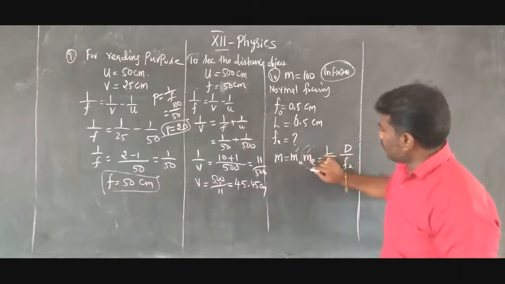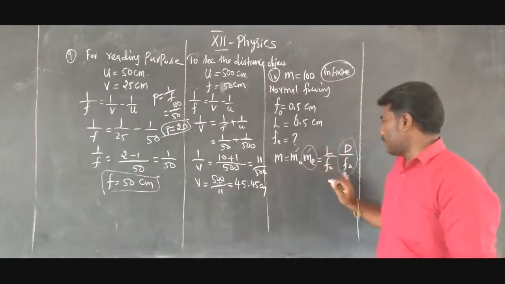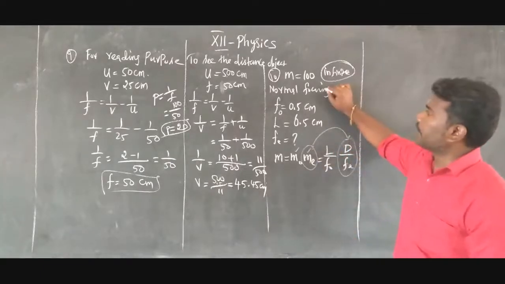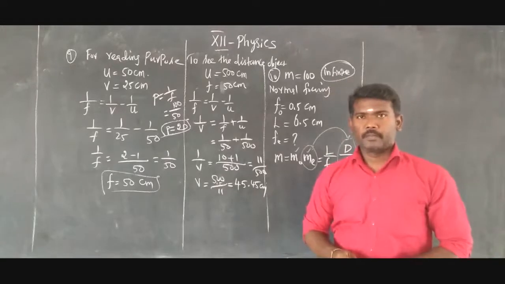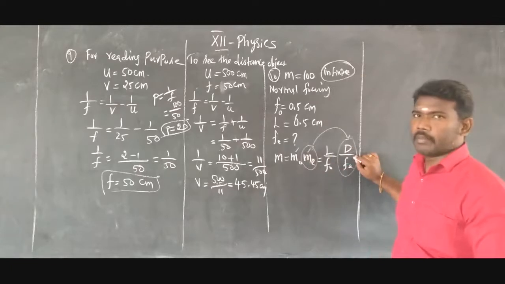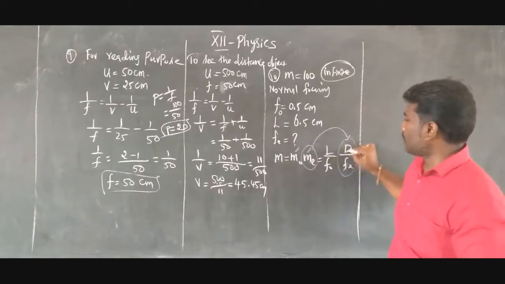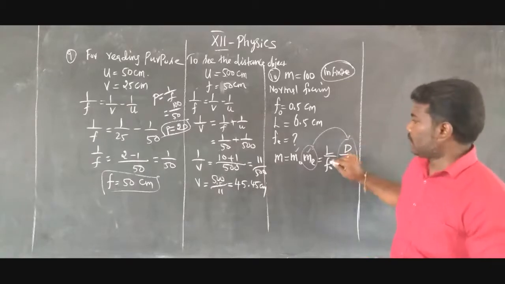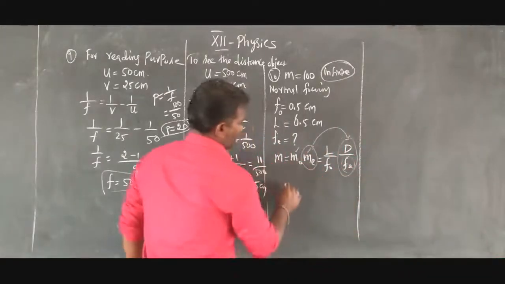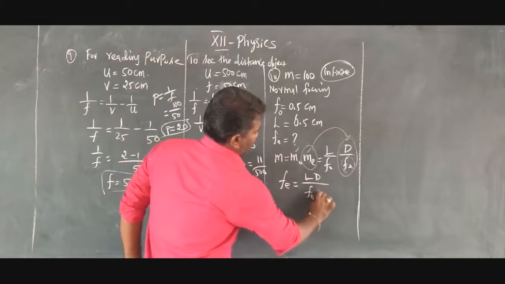Here for the ME value, we have two values. One is 1 plus D by FE, another one is D by FE. This ME value is equal to D by FE for the case of normal focusing. If the image is formed at infinite distance, we can use ME is equal to D by FE. If the image is formed at the near point, the formula for ME is 1 plus D by FE. So now we are going to calculate the value of FE. Now I rearrange the formula: FE is equal to LD divided by F naught M.